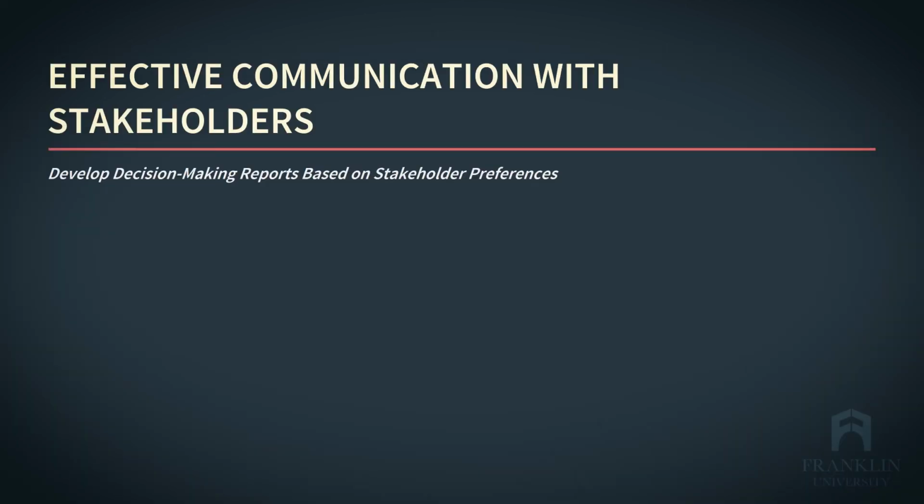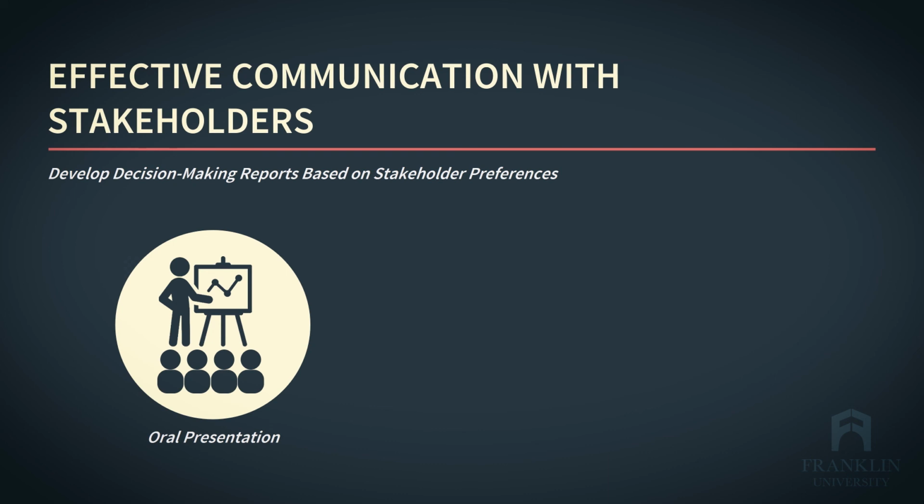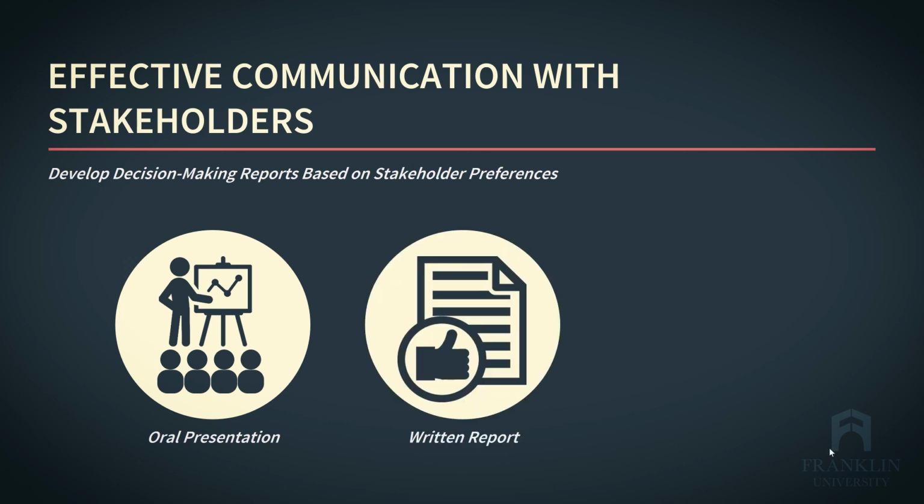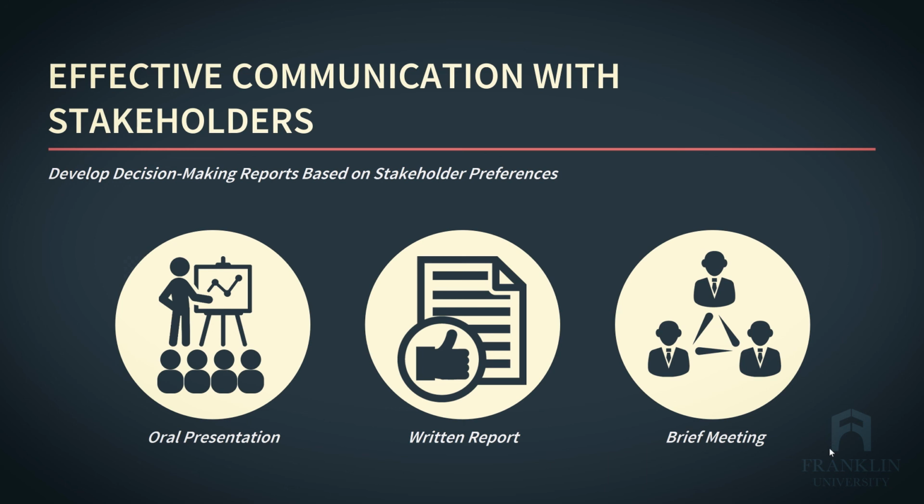Before developing the report, it is also important to think about how you effectively communicate with your stakeholders. By communicating with them, you will find out how they want to receive your decision-making report and what information they want to see. You will develop a decision-making report based on their preferences. For example, if your stakeholders want you to have an oral presentation for your decision-making report, you will prepare for the oral presentation. If they want you to have a written report, you will prepare the written report for them. If they want to have a brief meeting, you will prepare the meeting. Sometimes your stakeholders could ask for all.